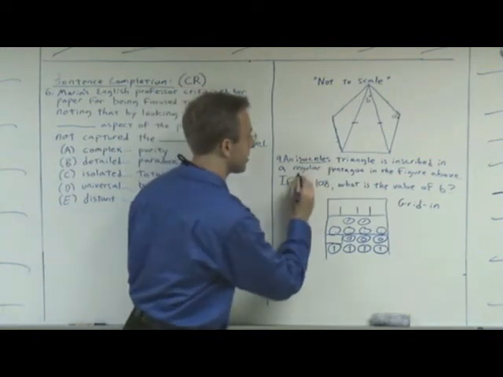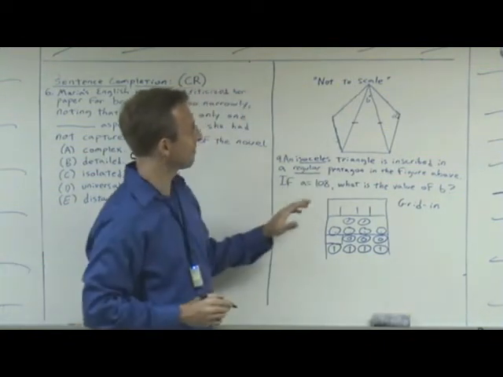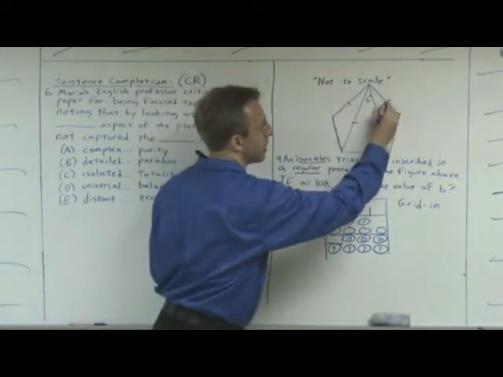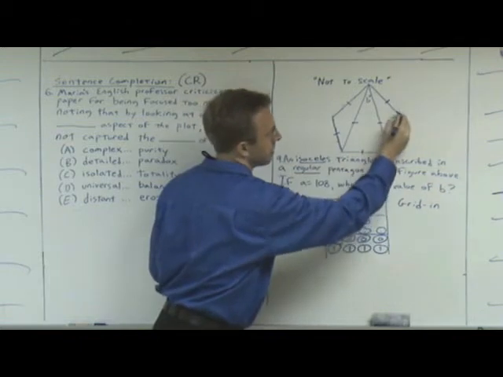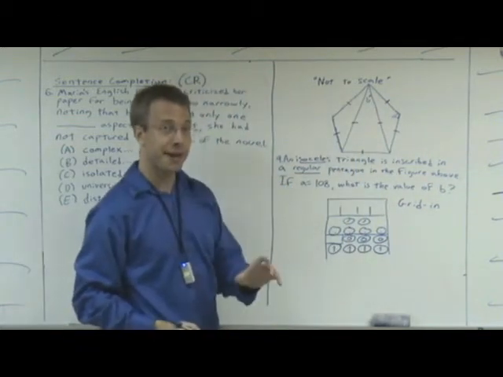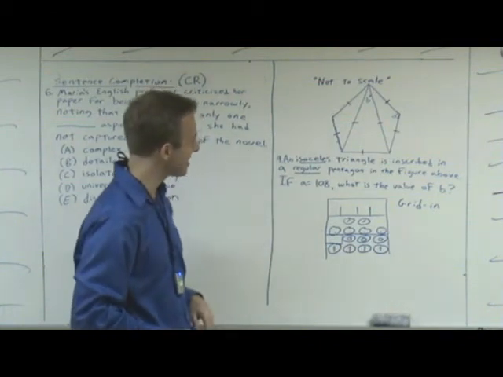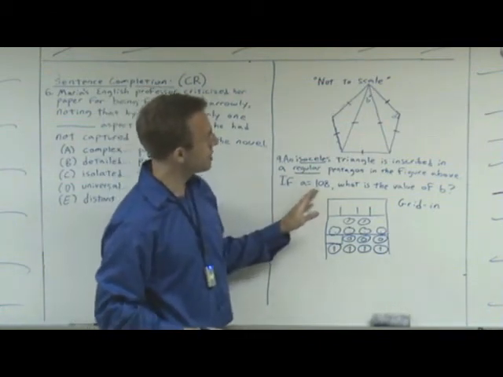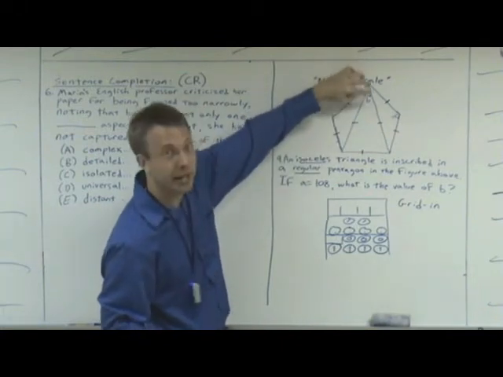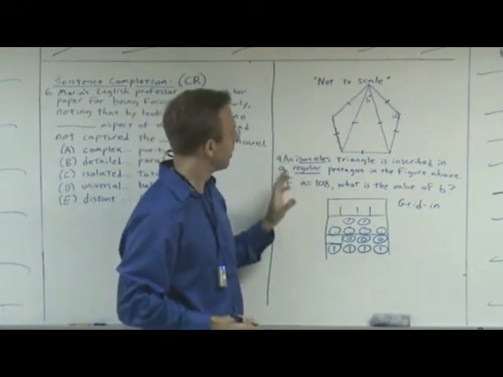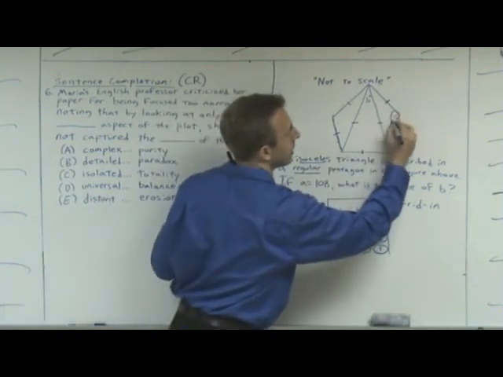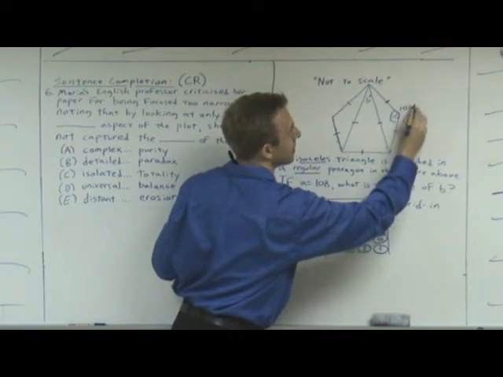It also says that this is a regular pentagon. Being a regular pentagon means that all of the sides of the pentagon, as well as all of the interior angles, are exactly the same. That'll also help us with our answer. Now the last piece of information we have as we're solving for B, which is this interior angle of the isosceles triangle, is here, A: this angle is 108 degrees.